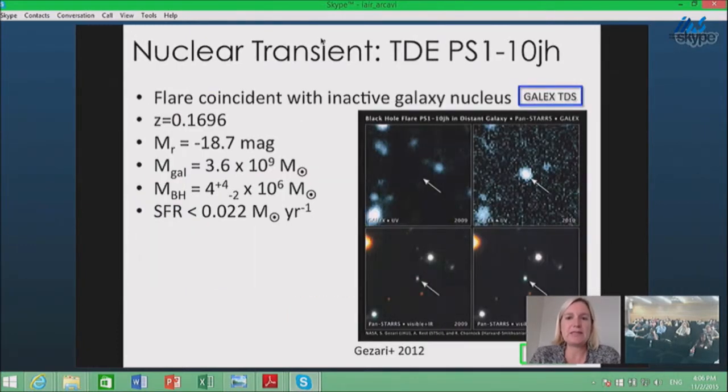So here's PS1-10jh, which we reported in 2012. This was detected as both a UV transient as well as an optical transient. And this transient was coincident with an inactive galaxy at a redshift of 0.17, and this host galaxy had very little signs of star formation going on, and it had a mass for which you would expect a few million solar mass black hole. So it seemed like certainly a galaxy that could host a tidal disruption event.